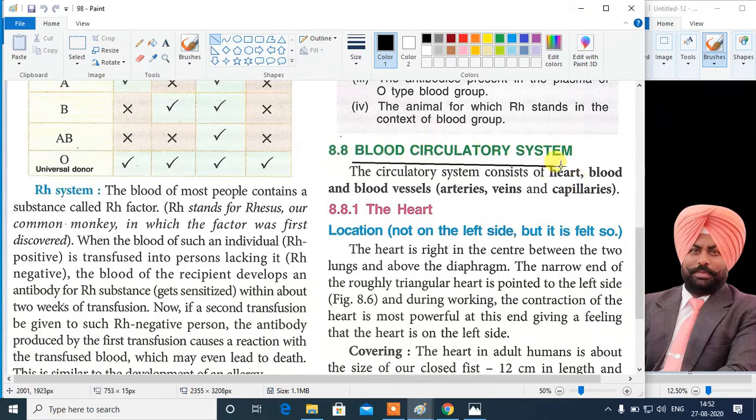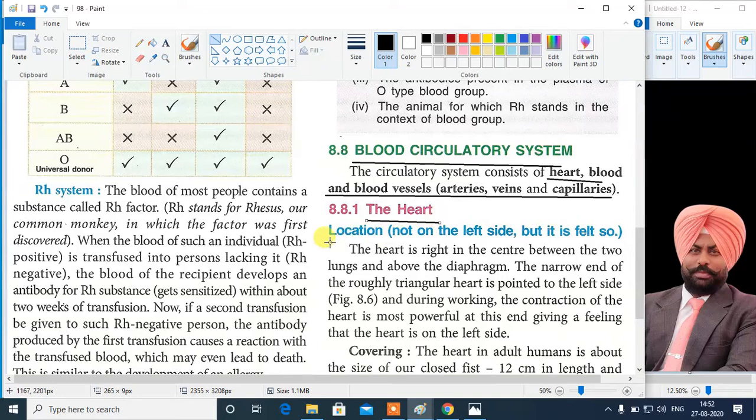The circulatory system consists of the heart, blood and blood vessels. Blood vessels means different blood vessels like arteries, veins and capillaries. Under this, the first topic which we are going to discuss is the heart. We will discuss everything about the heart here.